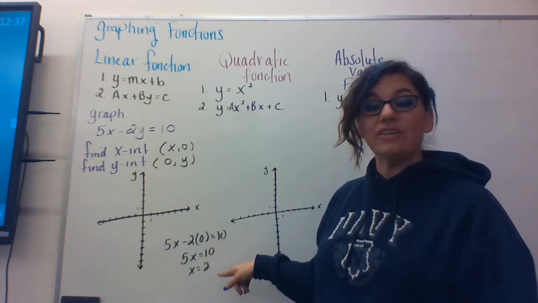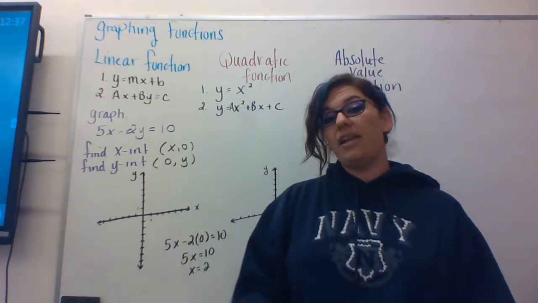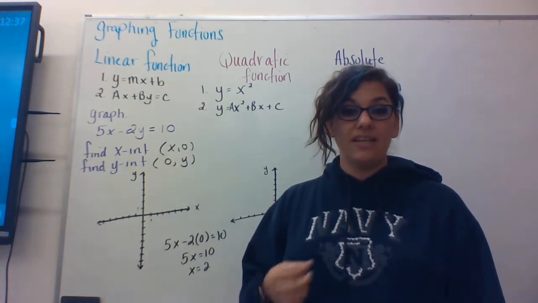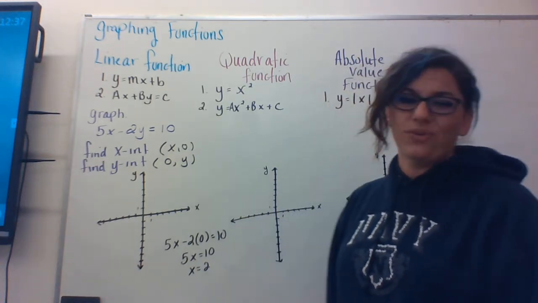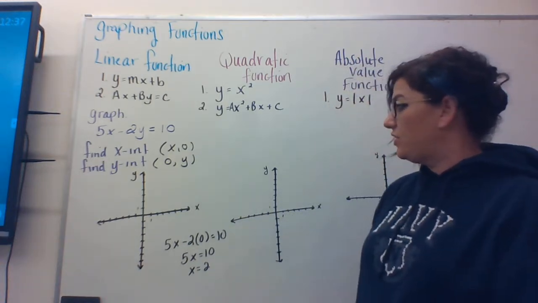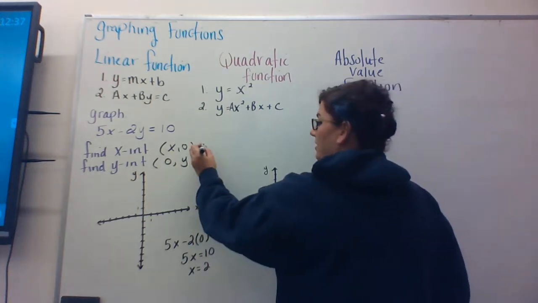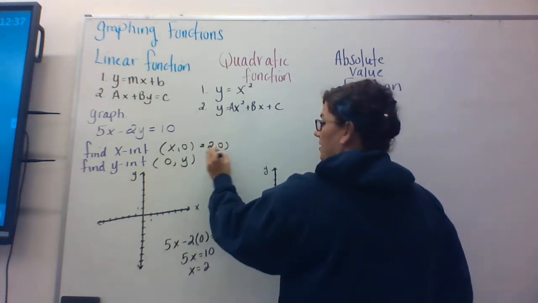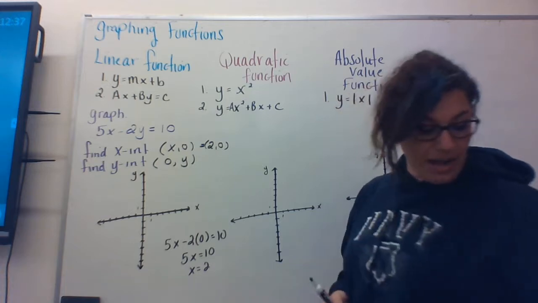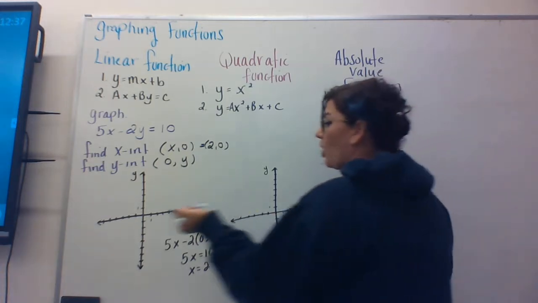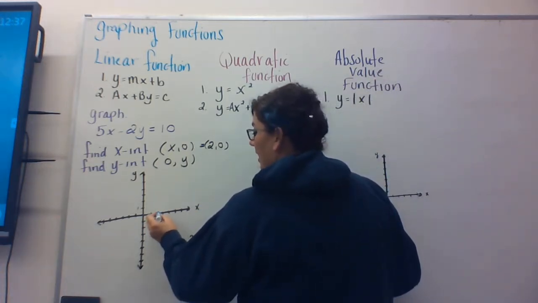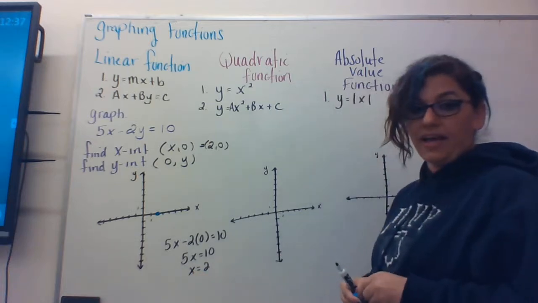It's called solving for a single variable. If you want to go and Google that or watch a separate video, again, solving for a single variable. It's your order of operations. Anyways, so now what we know is our x-intercept is at 2, 0. So I'm going to come over here and I'm going to plot my x-intercept on the x-axis at 2. So we get that guy.